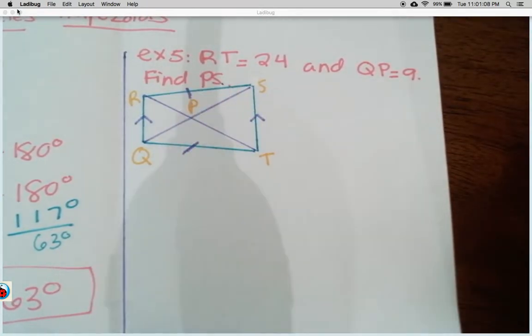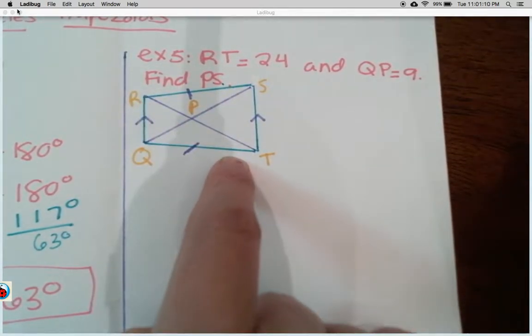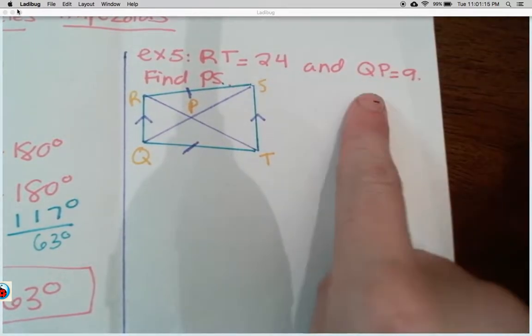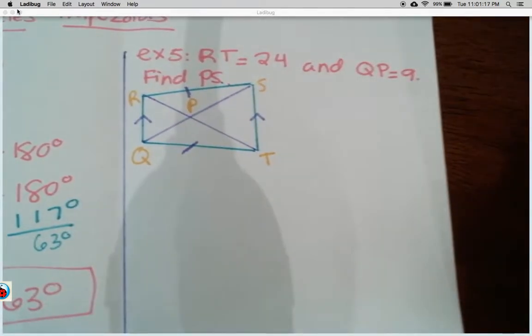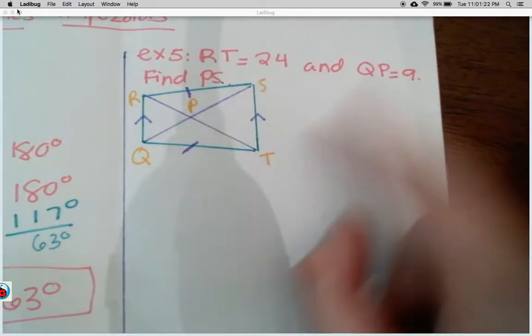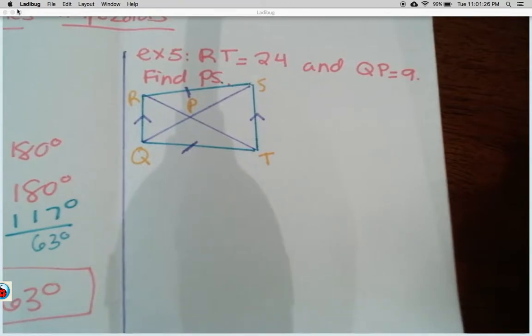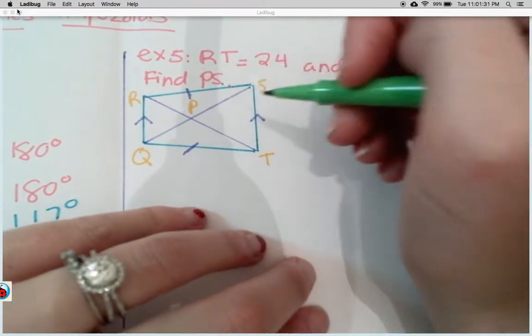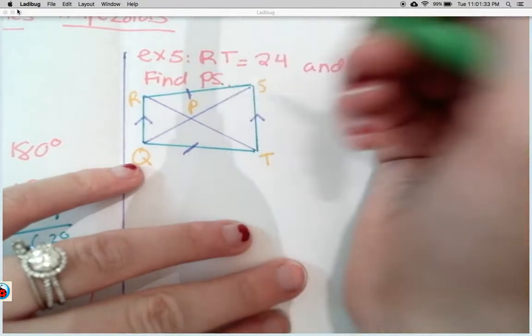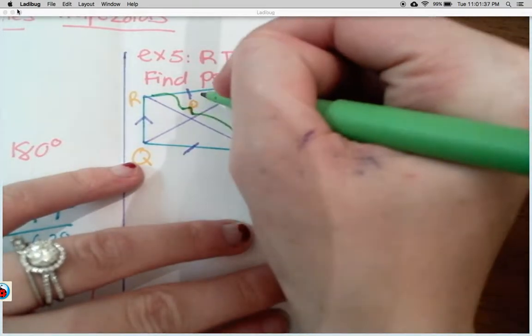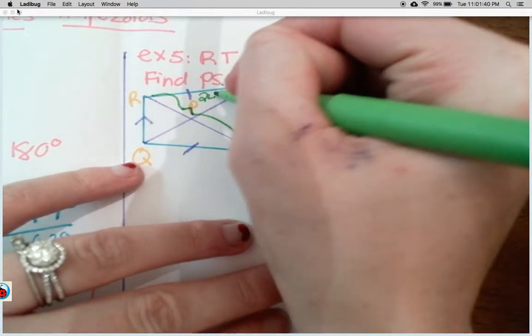So example 5 said that RT, which is one of our diagonals of the trapezoid, is equal to 24 units, and QP, this little piece, is equal to 9, and eventually we want to find something about PS. So before I pull up the properties, I'm going to label my picture to see if it will help me to eventually solve. So we know that RT, the whole thing, is 24, which I can label like this. This includes the whole thing. So this whole thing is 24.